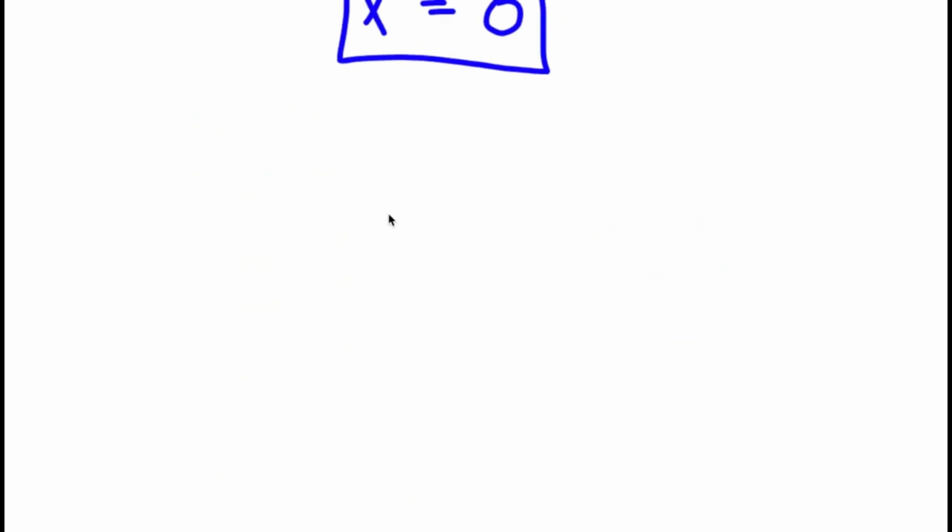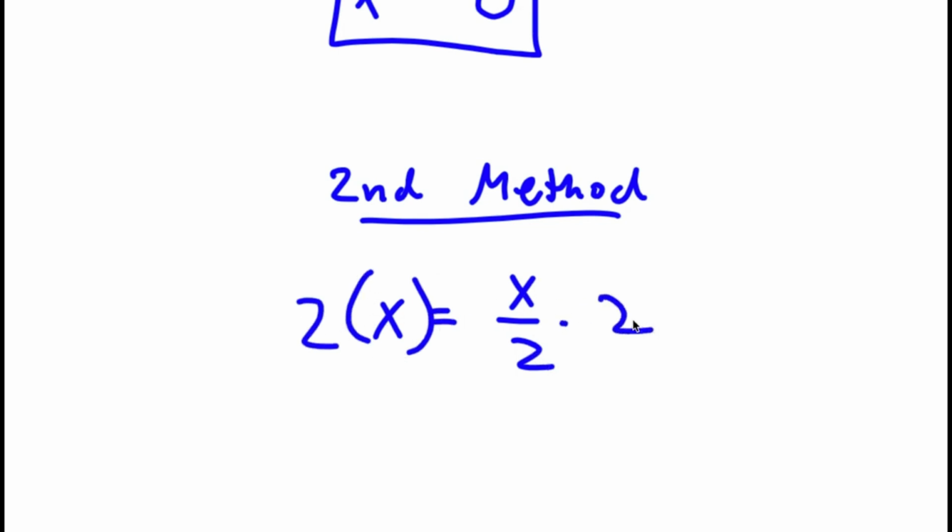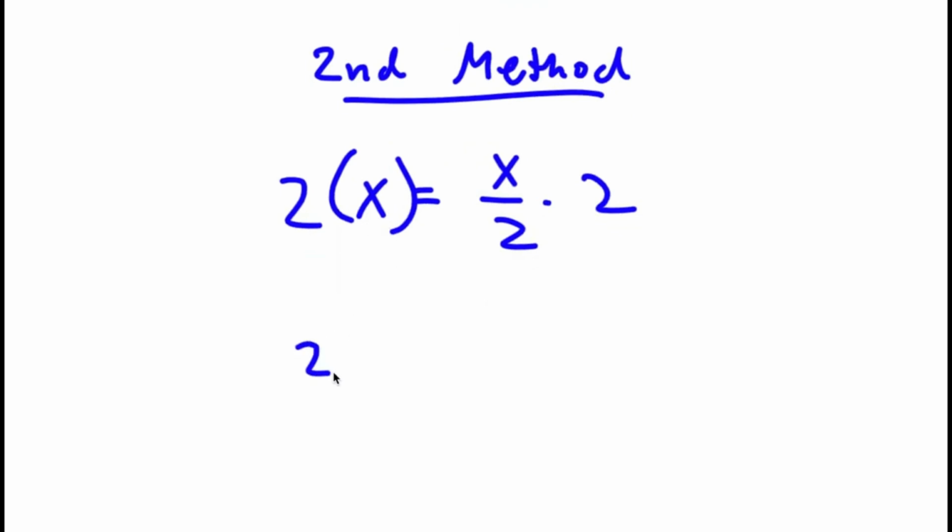Now I actually have a second method of solving this problem. So again, I first start off with x is equal to x over 2. And now this time, instead of subtracting x over 2 on both sides, I'm actually going to multiply by 2 on both sides. So I have 2 times x is equal to x over 2 times 2. Well, 2 times x is simply equal to 2x, and x over 2 times 2, these two 2's cancel out, so I'll simply be left with x. So I have 2x is equal to x.